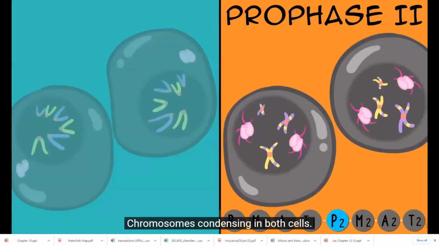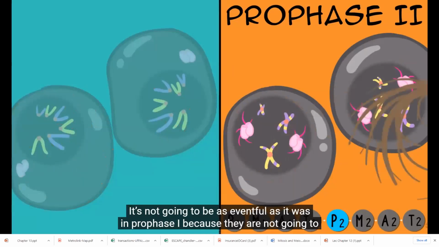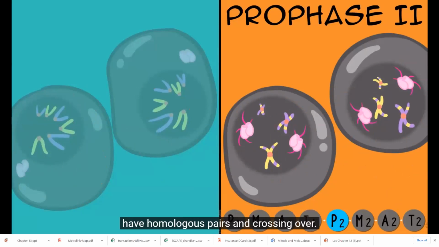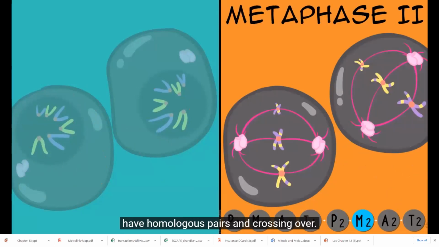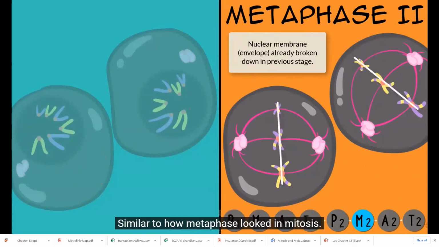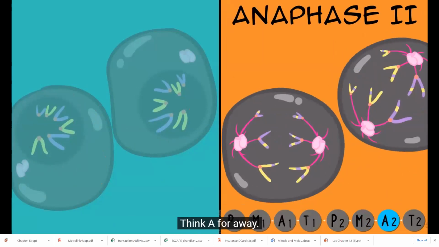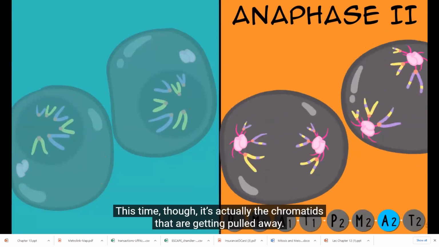Chromosomes are condensing in both cells. It's not going to be as eventful as it was in prophase 1 because they're not going to have homologous pairs and crossing over. Metaphase 2. M for middle, but this time the chromosomes are in a single file line, similar to how metaphase looked in mitosis. Anaphase 2. Think A for away. This time, though, it's actually the chromatids that are getting pulled away.